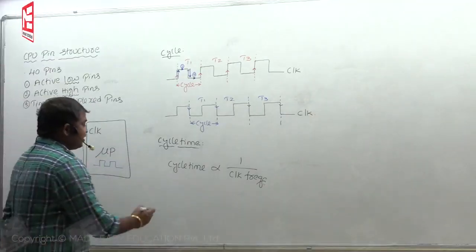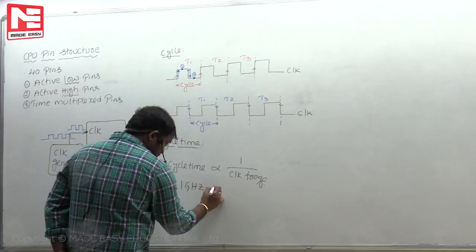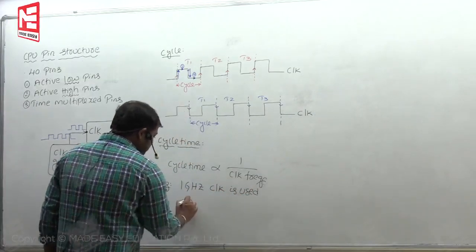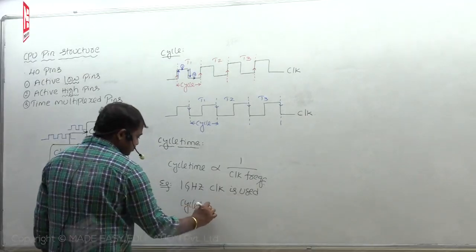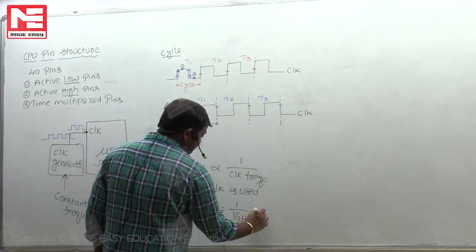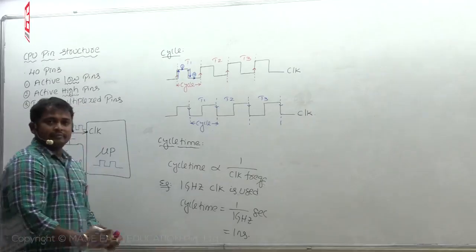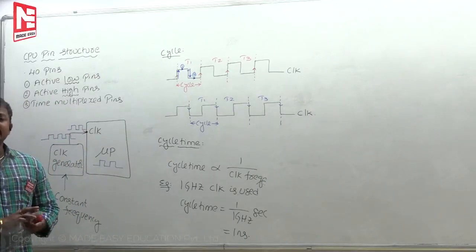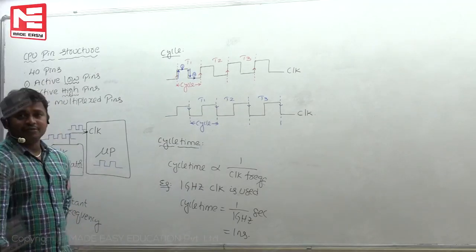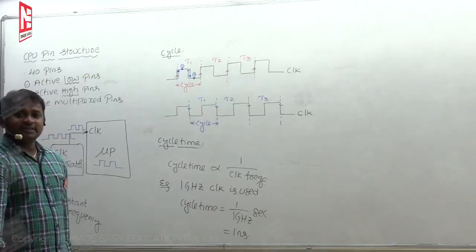Okay, so for example, if a 1 gigahertz clock is used, then cycle time equals 1 by 1 gigahertz seconds. So this becomes 1 nanosecond. Is it okay? So clock cycle time depends on the clock frequency. So a 1 gigahertz clock used in the system means a 1 nanosecond clock period is present in the system.